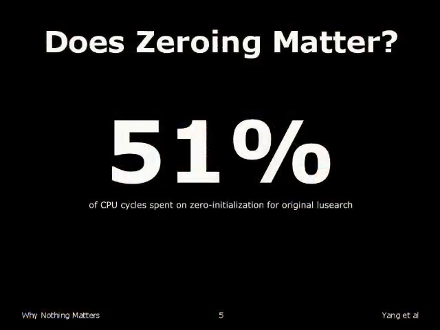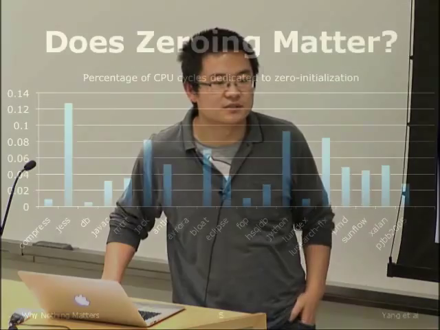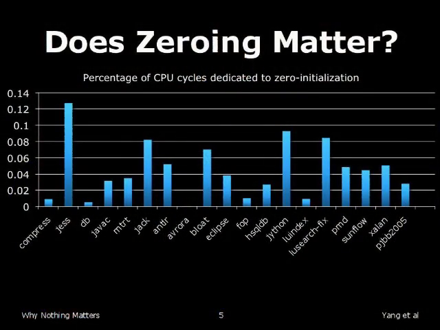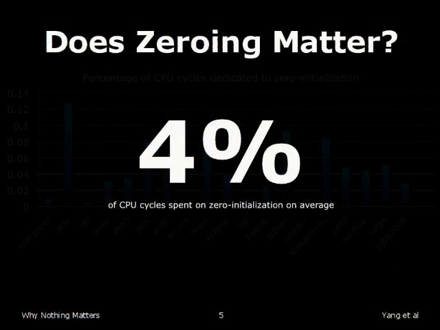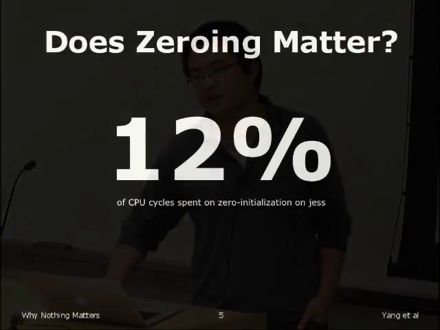We use a new version. We fixed that bug, and it came down to 8%. But still high. So on average, you get 4% of CPU cycles on zeroing, but some benchmarks get 12%.